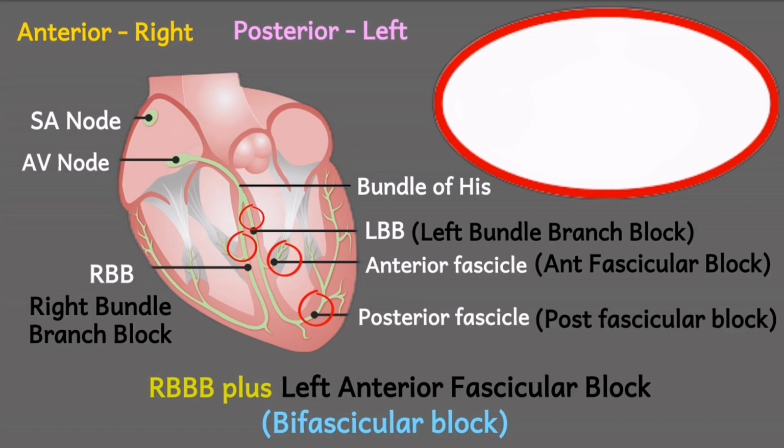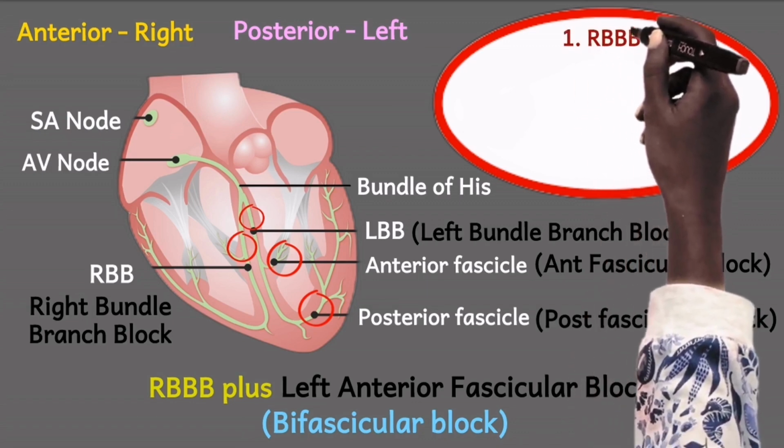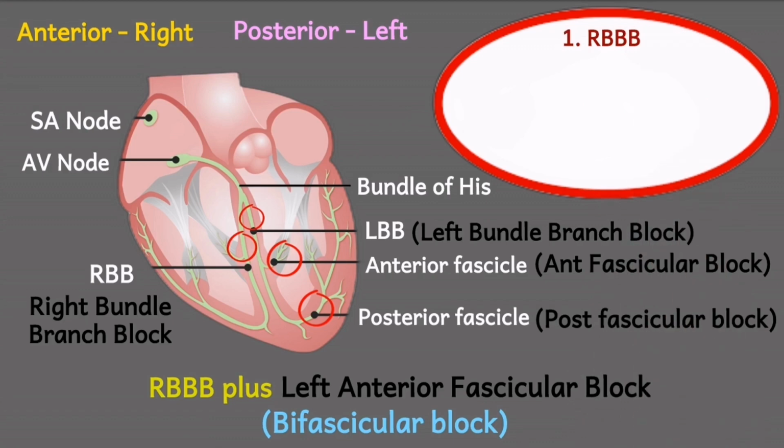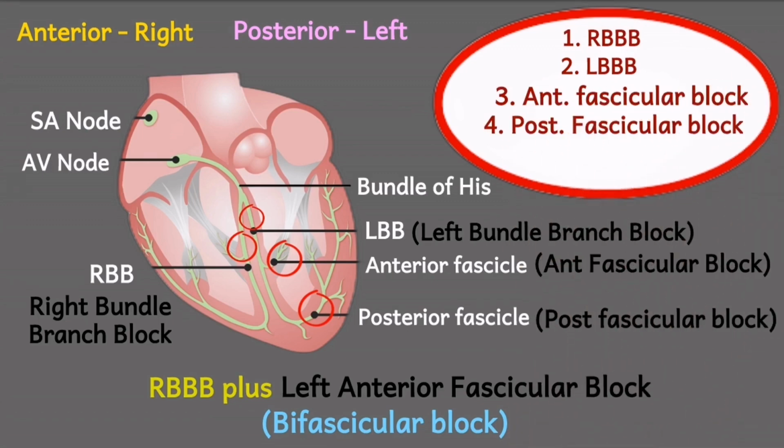We will see complete heart block features when we look at the PR interval and its diagnostic significance later in this ECG video series. So in this video, we will focus on identifying right bundle branch block, left bundle branch block, anterior fascicular block, posterior fascicular block, and then bifascicular block.